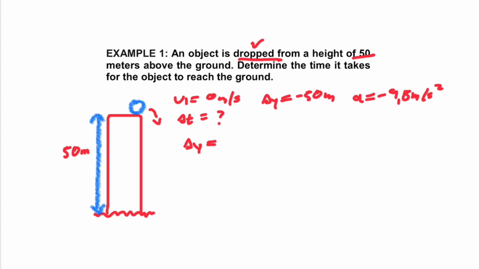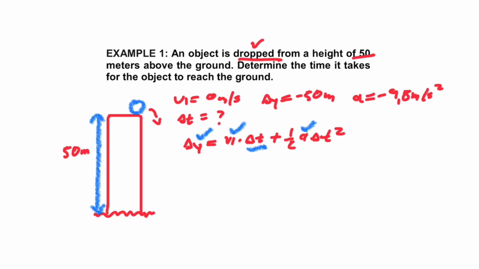Delta Y equals Vi multiplied by delta T plus a half acceleration delta T squared. Why am I saying so? I have delta Y, minus 50 meters. I have the initial velocity, which is 0. Okay, I'm interested in the time, so that is my variable. I have the acceleration, obviously, which is 9.8 meters per second squared downwards. So in this equation, I have all the information I need except the time, which I'm interested in. So I can go ahead and use this equation.